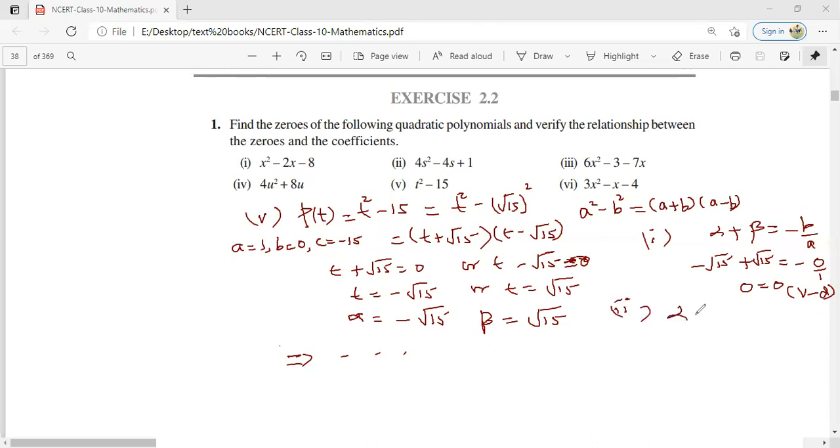And the second one is alpha into beta is equal to c upon a. Alpha is minus under root 15 into under root 15, which is equal to c upon a. What is c? c is minus 15 and a is 1. So minus under root 15 into under root 15 is minus 15, which is equal to minus 15. So it is also verified. You can try the rest of the questions, because that is splitting of the middle term. We have done splitting of the middle term in 9th class also, so you can try the rest of the questions.